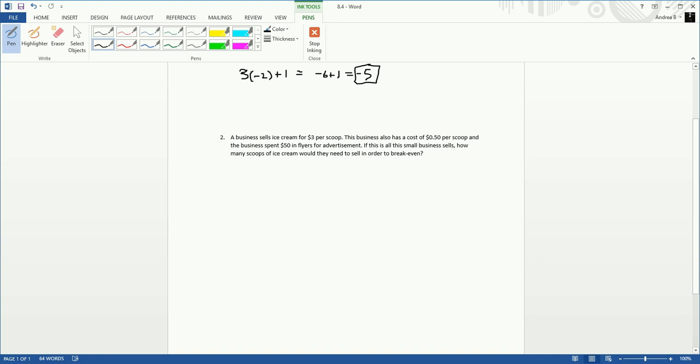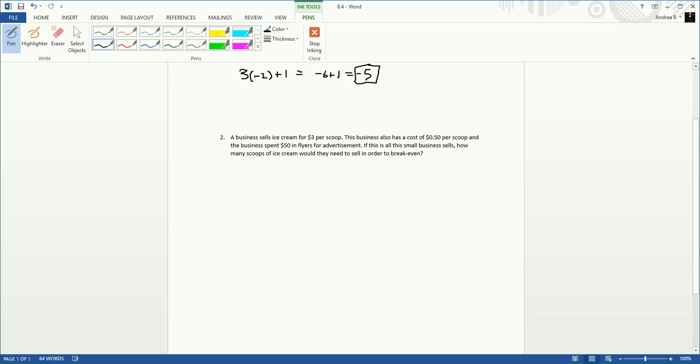For number 2, we have that a business sells ice cream for $3 per scoop. This business also has a cost of 50 cents per scoop. And the business has spent $50 in flyers for advertisement. If this is all that this small business sells, how many scoops of ice cream would they need to sell in order to break even?